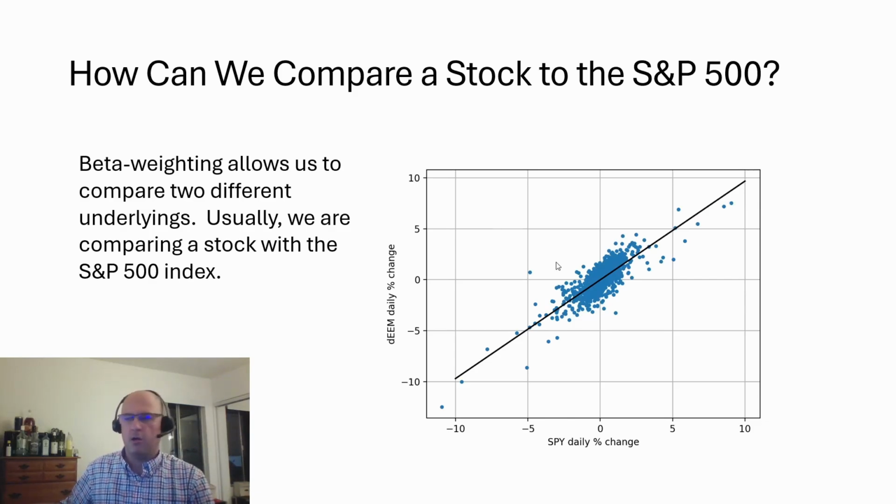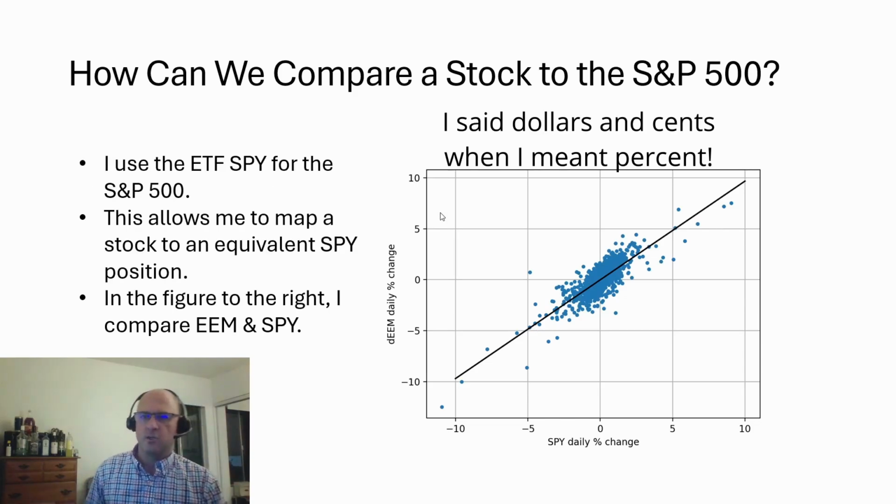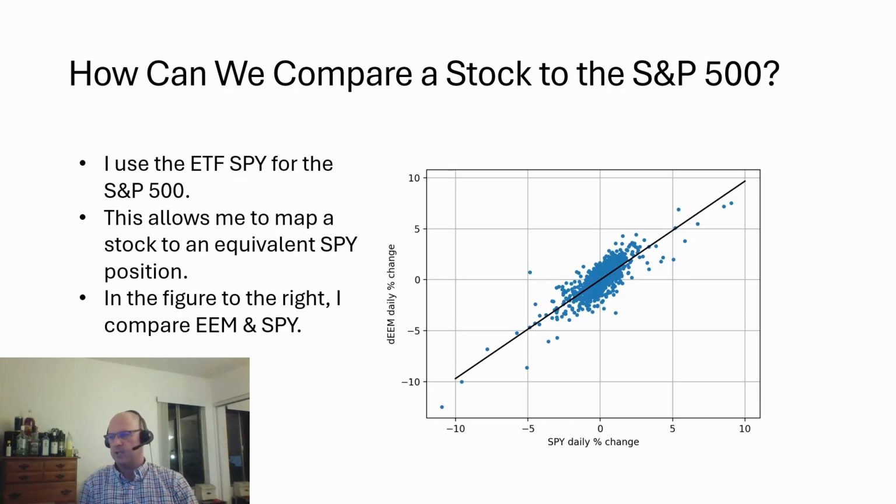So the beta coefficient for the stock EEM relative to SPY is simply the slope of this black best fit line here, and it turns out to be 0.96. So there's almost a one-to-one relationship between the two. If SPY goes up $1, and this is again an average statistical thing, we would expect EEM to move roughly 96 cents. Likewise, if SPY goes down $1, we would expect EEM to drop roughly 96 cents.